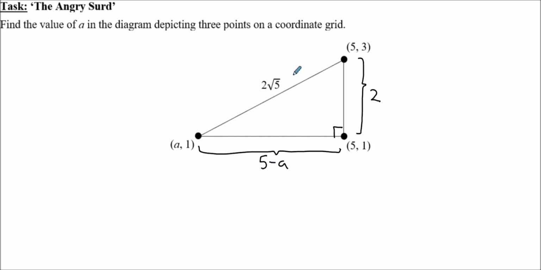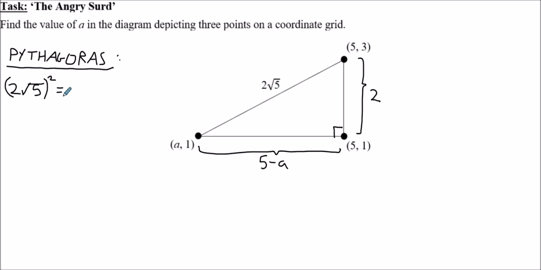So we've got a right-angled triangle, expressions for the 3 sides. I'm not going to give any prizes to anyone that spots we might be able to use Pythagoras for this. Pythagoras is the way to go, in fact. So we can use Pythagoras' theorem and say that the hypotenuse squared, which is 2 root 5 all squared, must be equal to this side here all squared, which is 5 minus A squared, plus 2 squared.